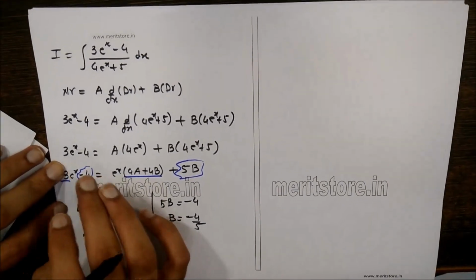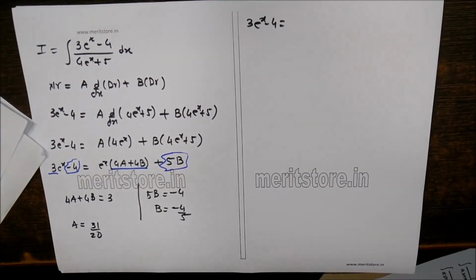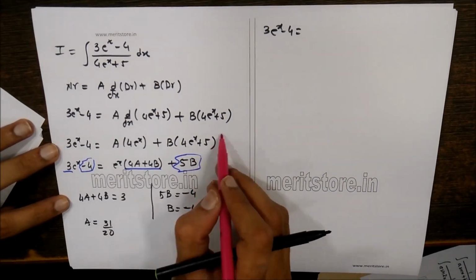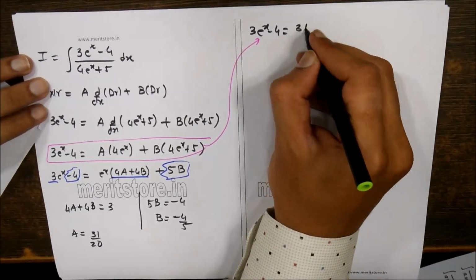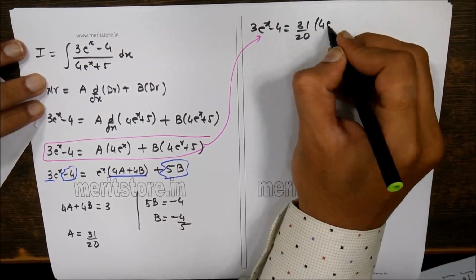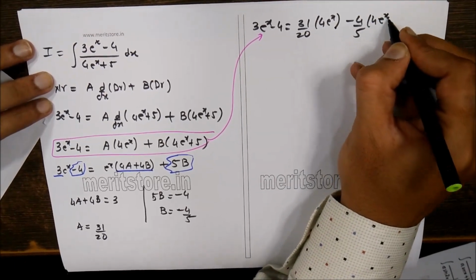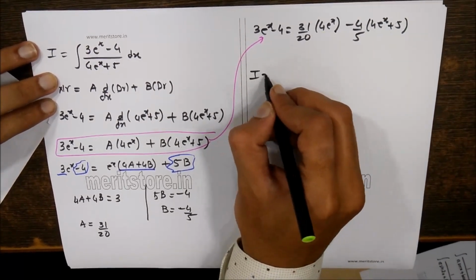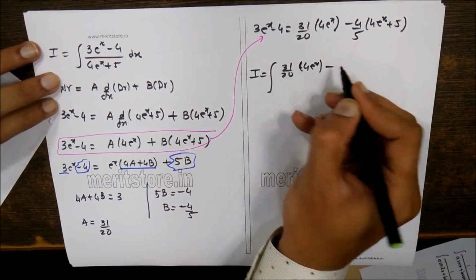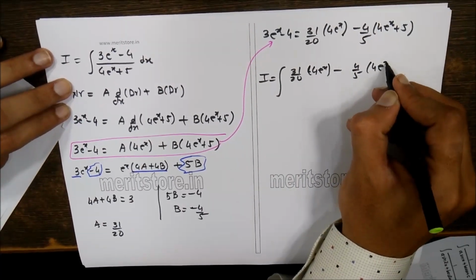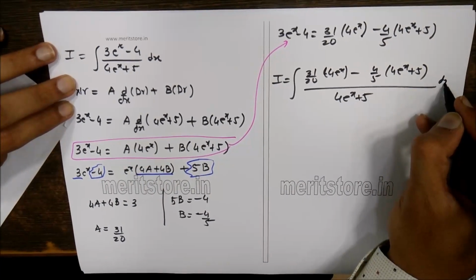We will now be writing 3 e raised to x minus 4 as, this step will now be written as 3 e raised to x minus 4 is equal to 31 upon 20 of 4 e raised to x minus 4 upon 5 of 4 e raised to x plus 5. In my integral, this will become 31 by 20, 4 e raised to x minus 4 by 5, 4 e raised to x plus 5, the whole division by 4 e raised to x plus 5 dx.